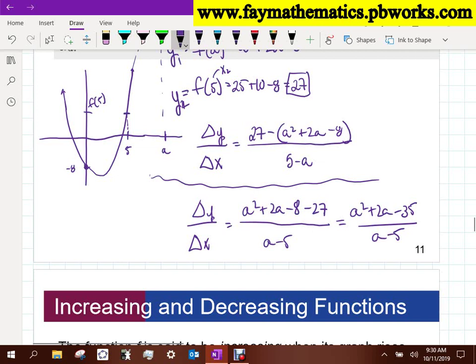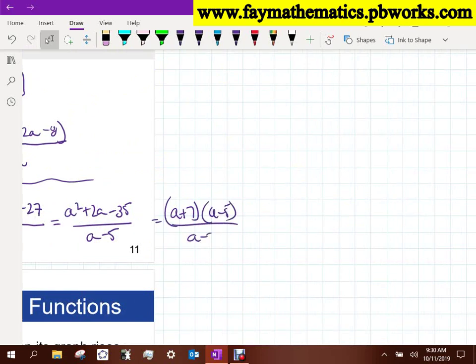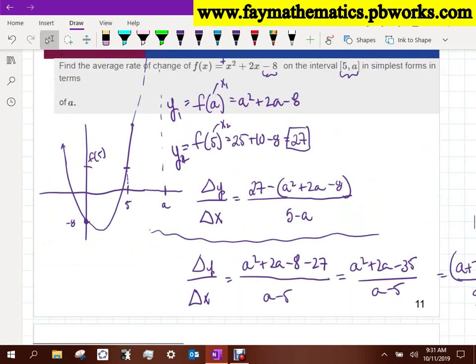What's that factor to up top? A plus 7, a minus 5, a minus 5 on the bottom. They give me a plus 7 as my answer. Okay, so that's the average rate of change. What this is saying is, if I had this parabola and I want to find the average rate of change between 5 and a, all I got to do is take a and add 7 to it, and it gives that to me.